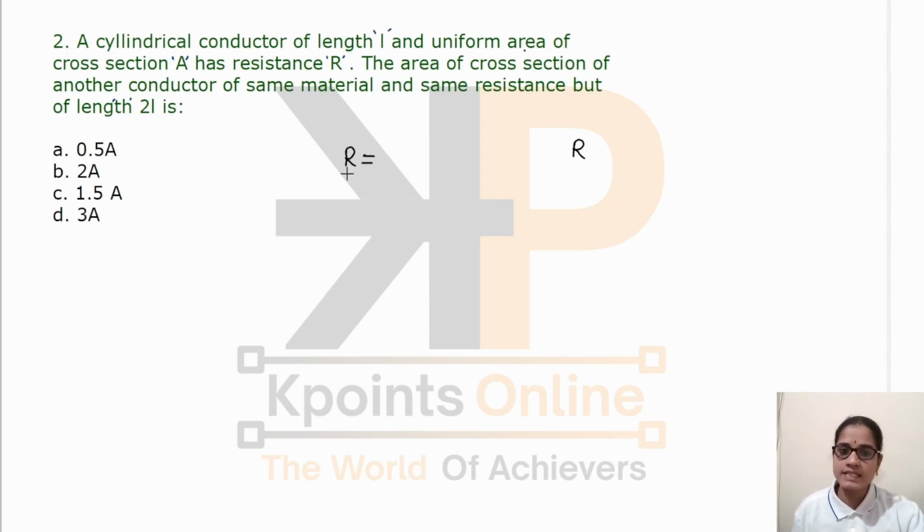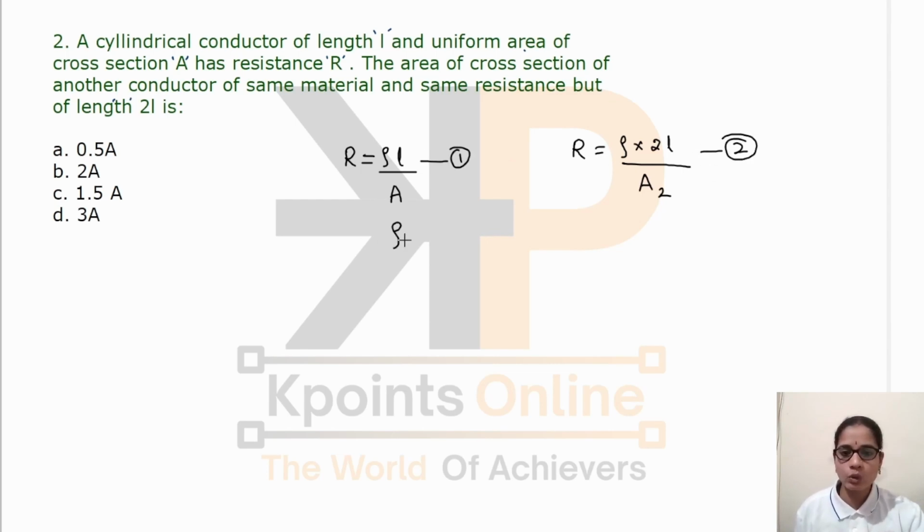We know that the resistance is given by the formula R is equal to rho L upon A. For the first conductor, the length is L and area of cross section is A. And for the second conductor, the length is doubled, so we will take it as 2L, as they have given the length is 2L. Then we have to find the area of cross section. Let A2 be the area of cross section of the second conductor.